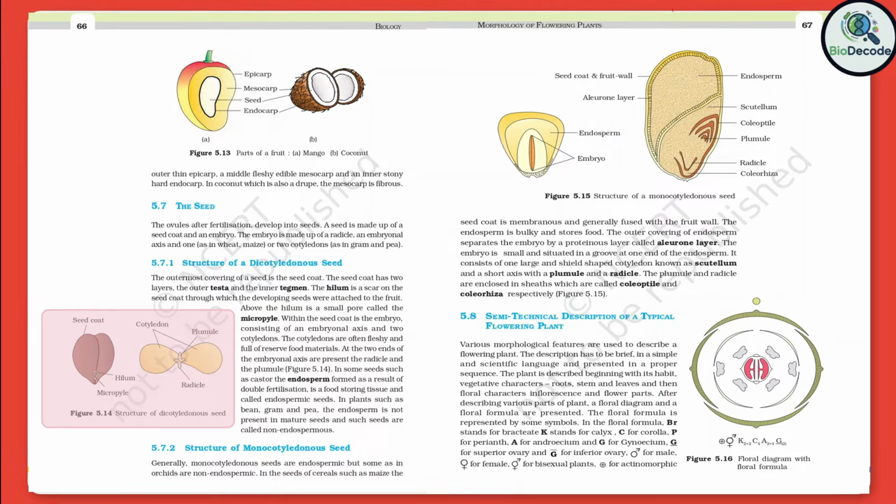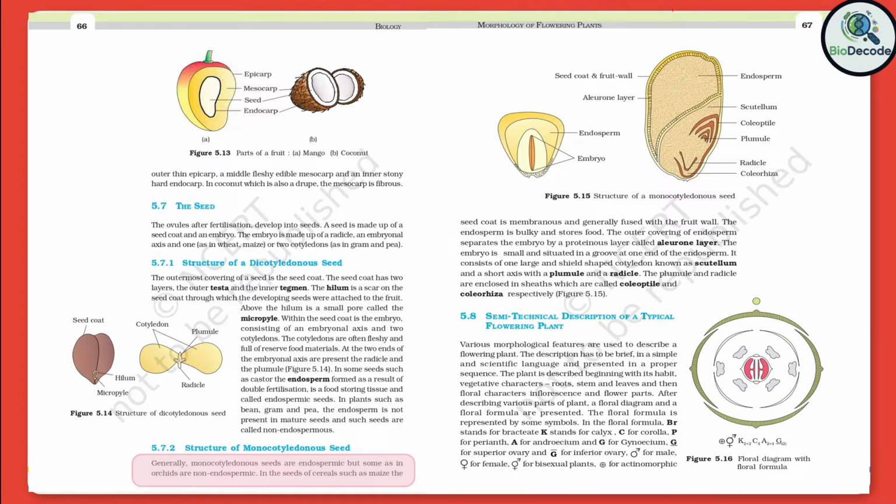This figure shows a dicot seed with two cotyledons, an embryo axis with radicle and plumule, and seed coat. The endosperm is often absorbed into cotyledons. This structure supports initial growth after germination, providing stored food to the embryo. Structure of monocotyledonous seed. Generally, monocotyledonous seeds are endospermic, but some, as in orchids, are non-endospermic.